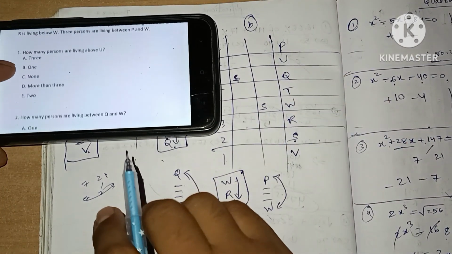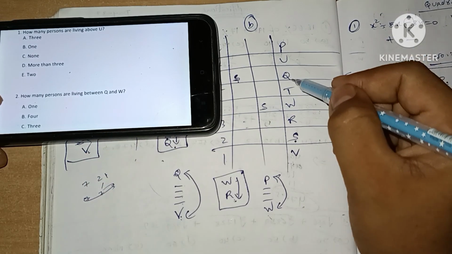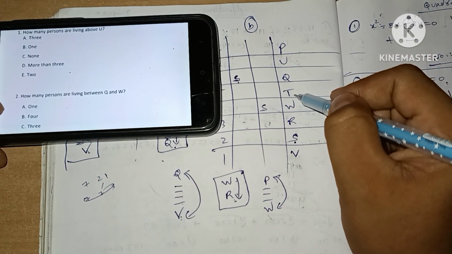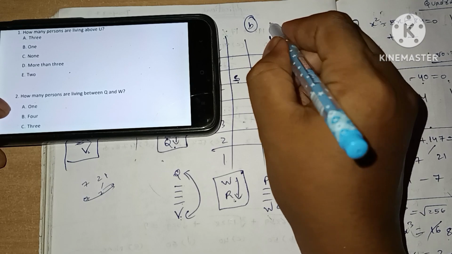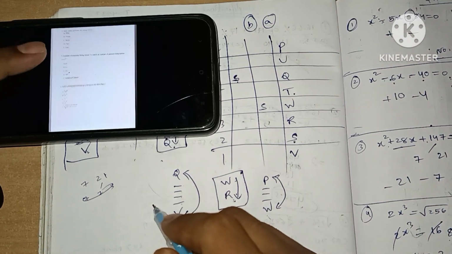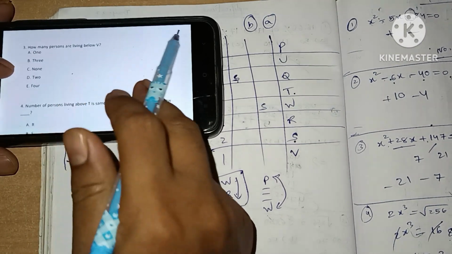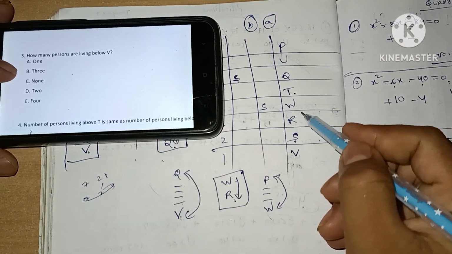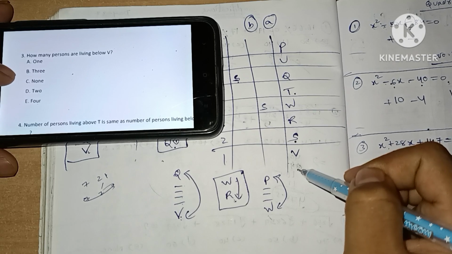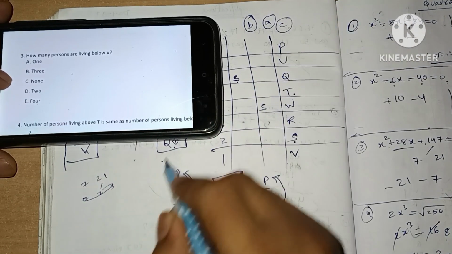Next, second question. How many persons are living between Q and W? There is only 1 person living between Q and W. So the answer will be option A. Next, third question. How many persons are living below V? Below V, there are none of the persons. So option C is our answer.